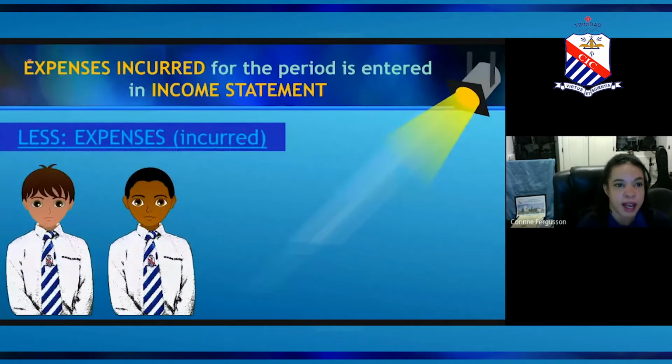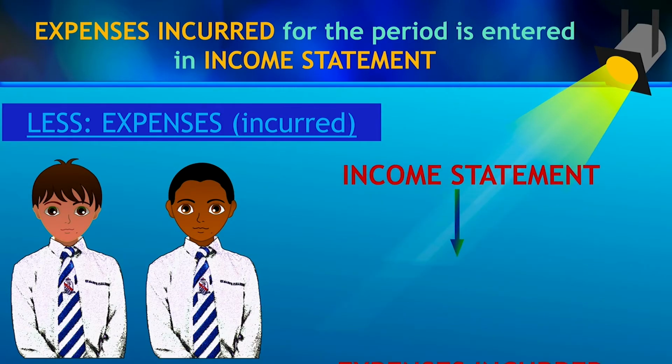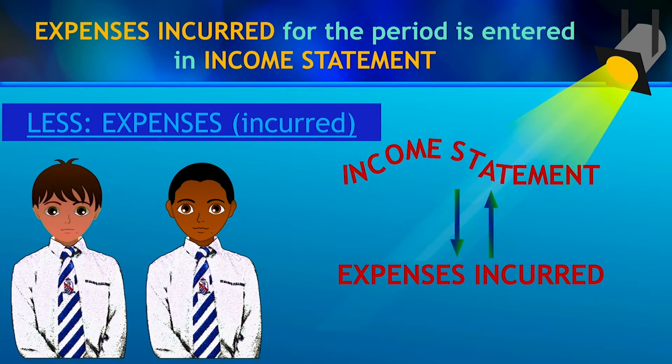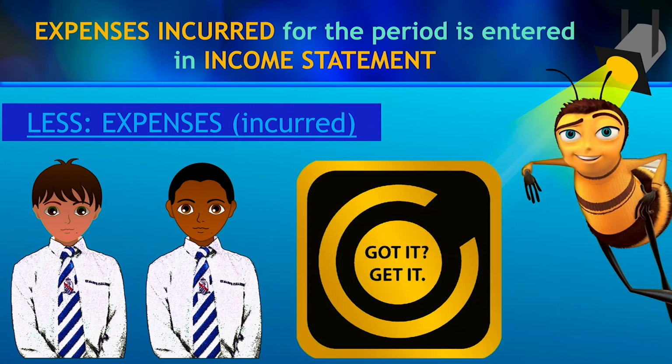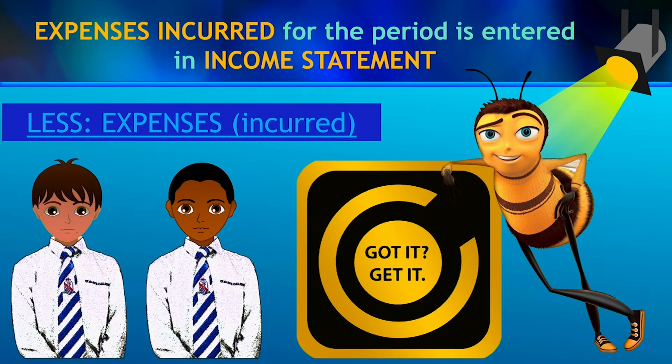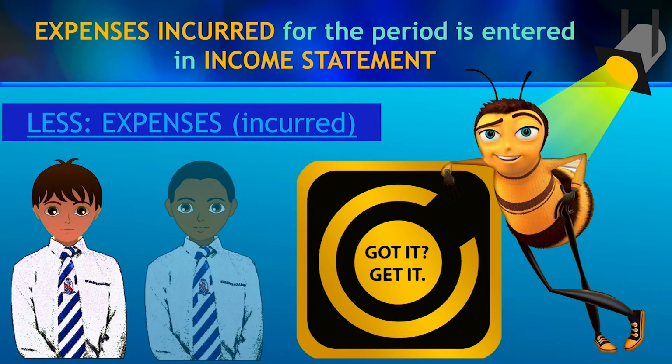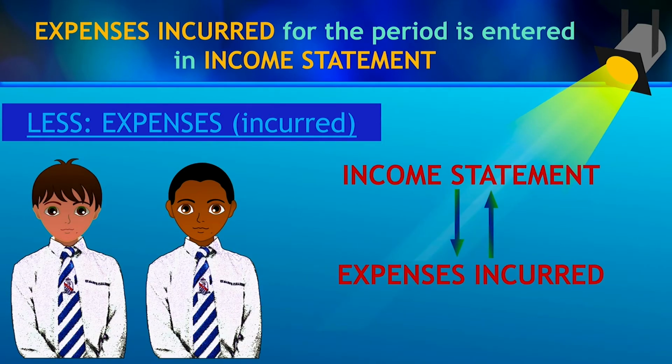first. And we will see again, going to emphasize it over and over, expenses incurred for the period is entered in the income statement. So when you have your income statement and you have less expenses, it is the expenses incurred. Income statement, expenses incurred. The expenses incurred goes into the income statement. Y'all get that? I hope y'all got that. It is the expense incurred that goes into the income statement.